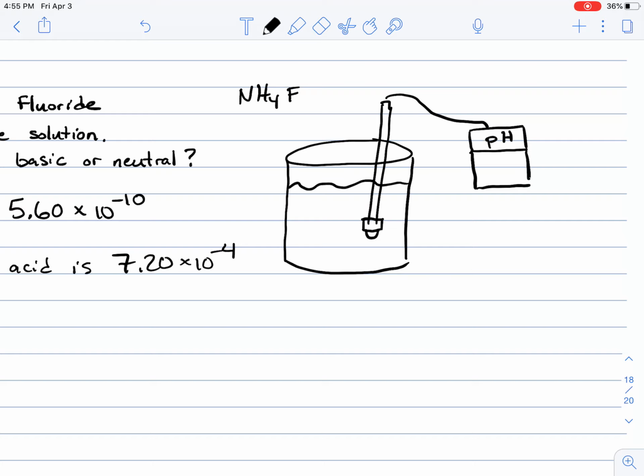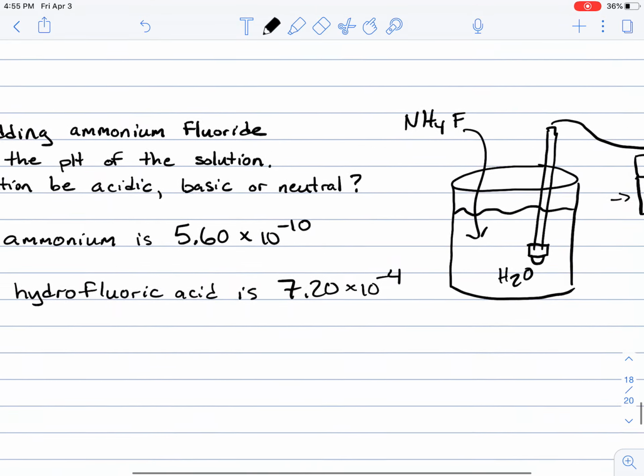Before we added ammonium fluoride, we filled this beaker with water, and we stuck a pH probe into this beaker of water, and let's just say it read 7.00. What we're going to determine is whether or not ammonium fluoride is going to affect or change this value significantly. All right, so let's go ahead and do that.